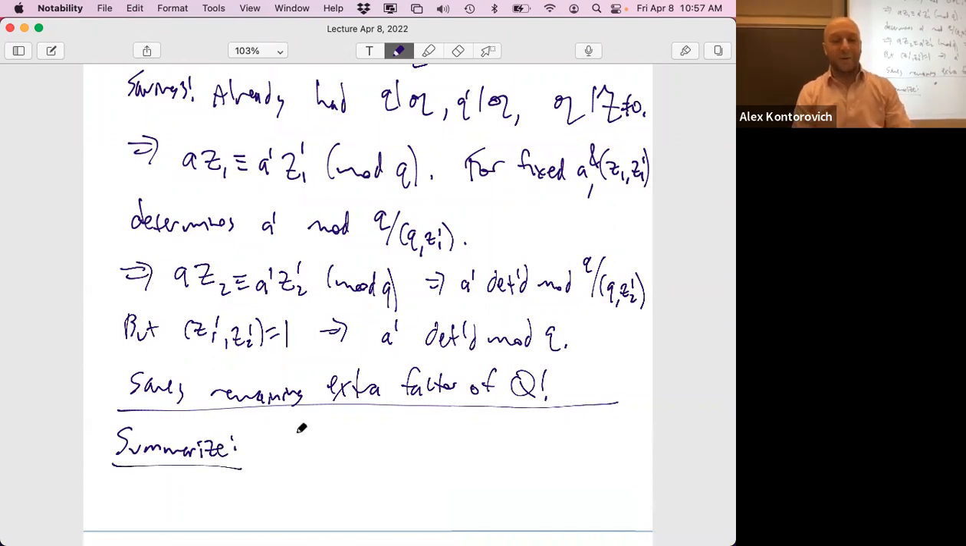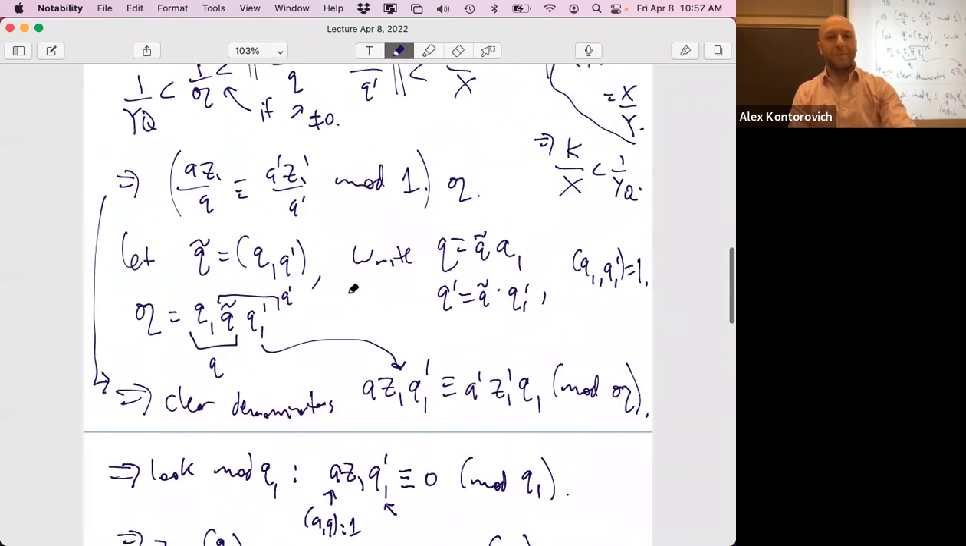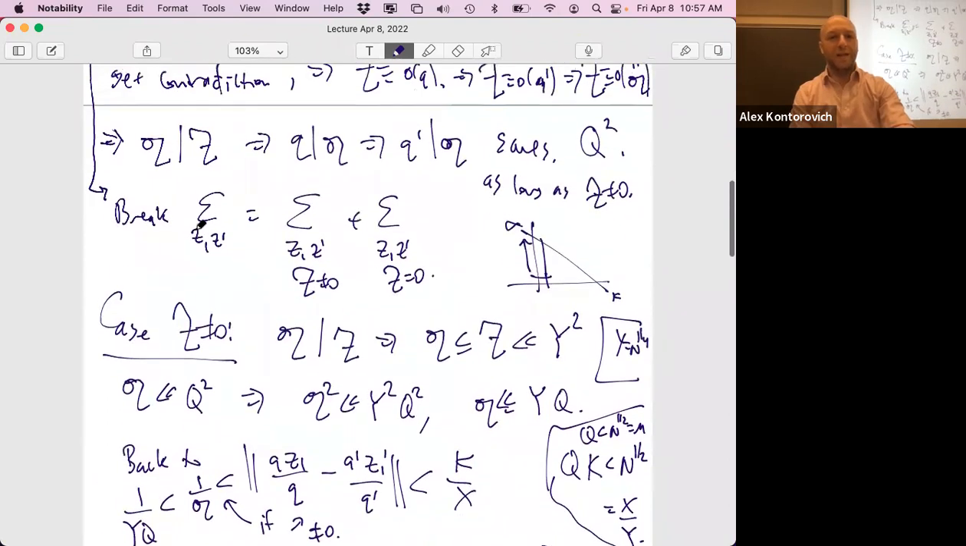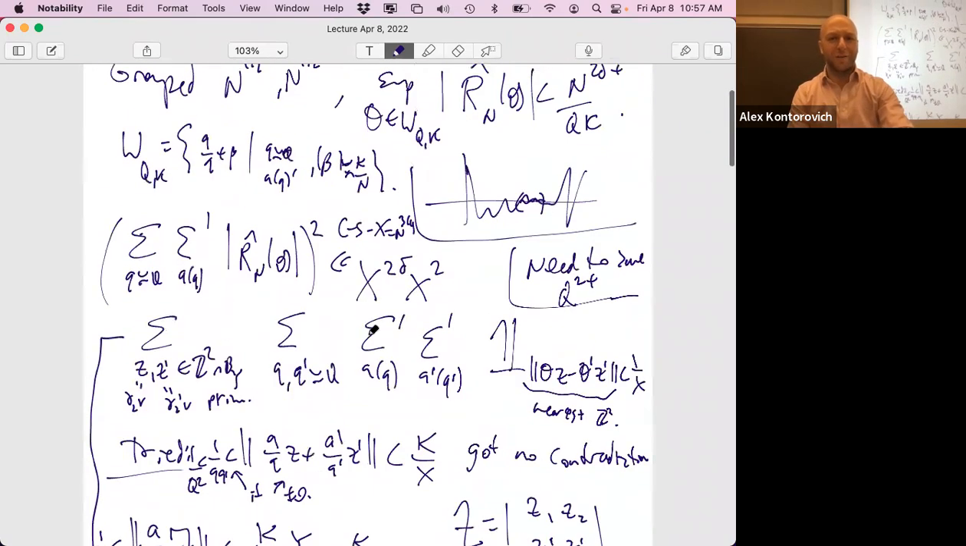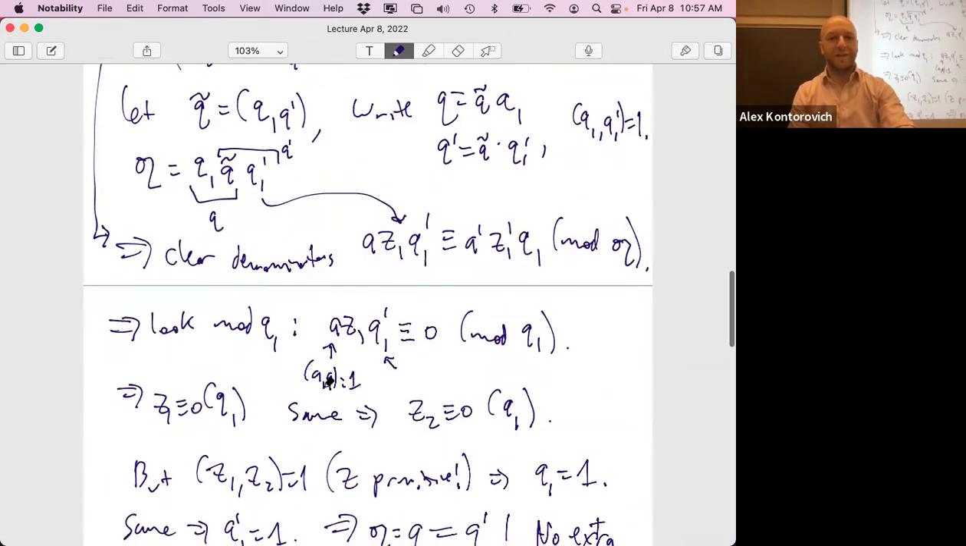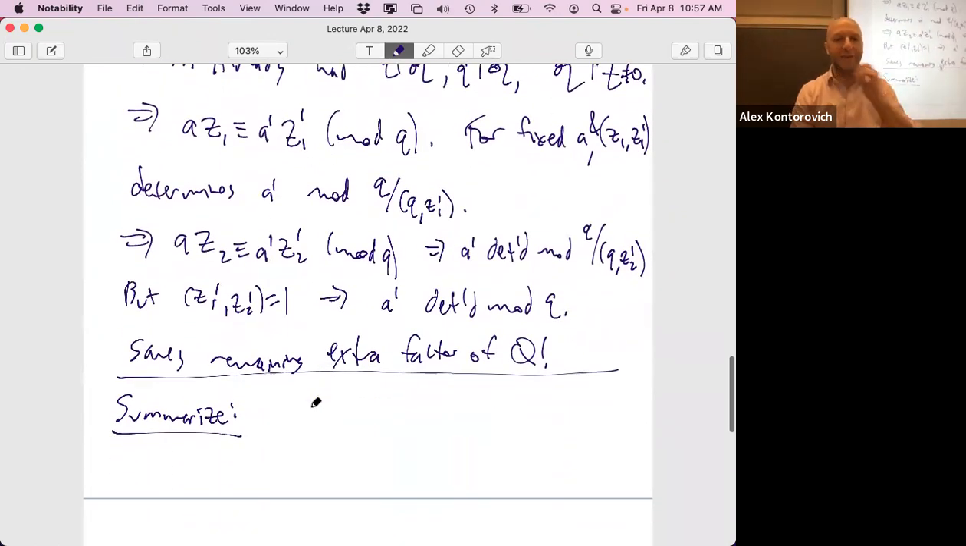Let's summarize. We had this sum on Z and Z prime. We broke it into whether this determinant is 0 or not. There was a factor of x to the 2 delta times x squared out front of the Cauchy-Schwarz. Well, let's save that factor for later. The part of the summation with Z prime, with the determinant not equal to 0, we have bounded by everything else.